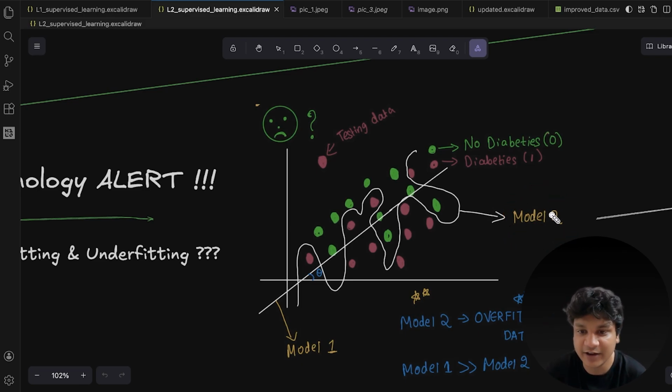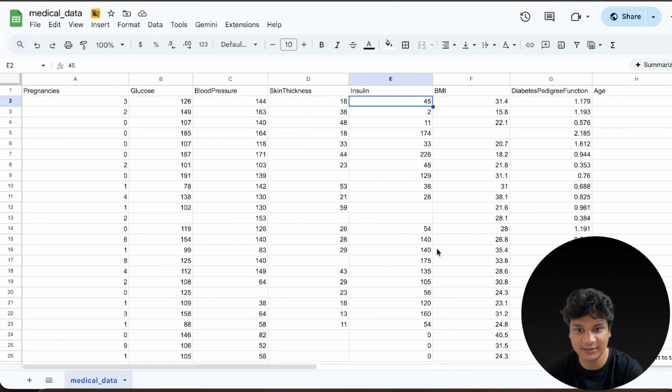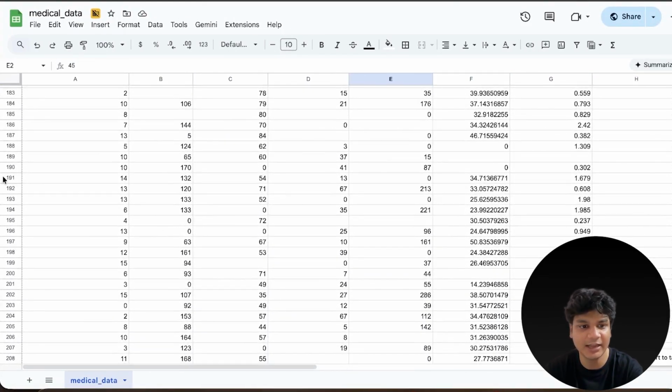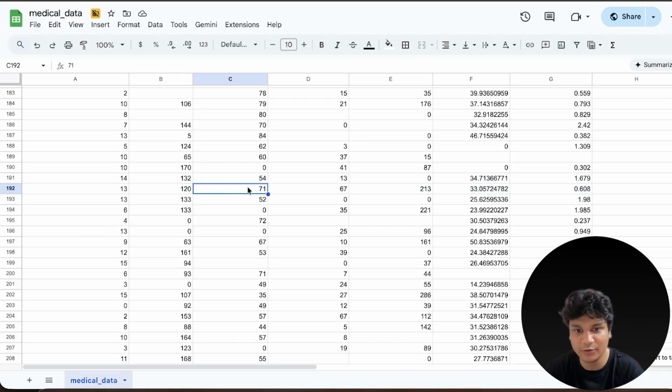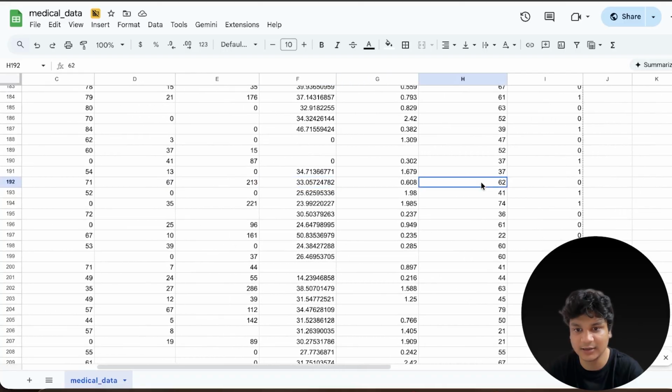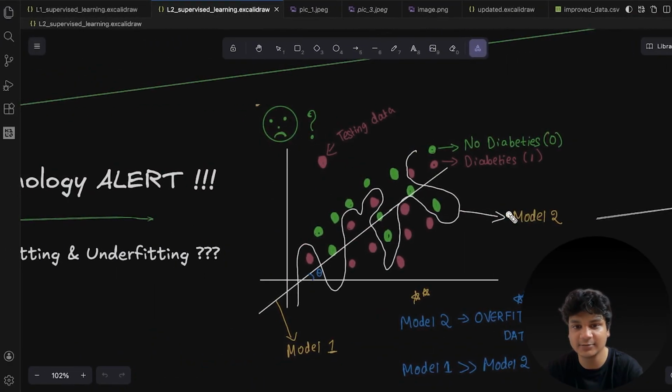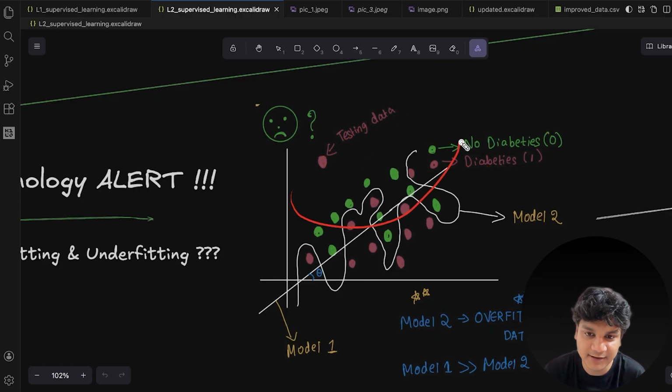Because suppose I train my model on model 2, and suppose I give it some testing data. Let's say these are my data. Suppose I randomly pick this column and give it the values 13, 120, 71, 33, and suppose it gives me the point here. So what is this red point? Red point is diabetes, but this area is non-diabetes.